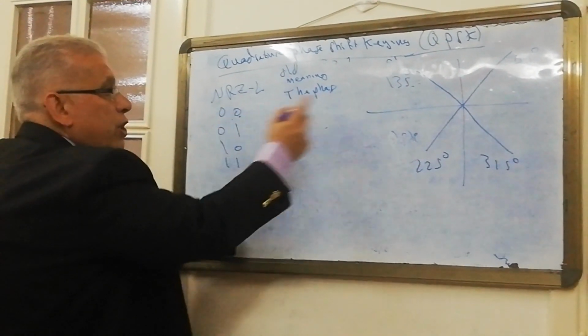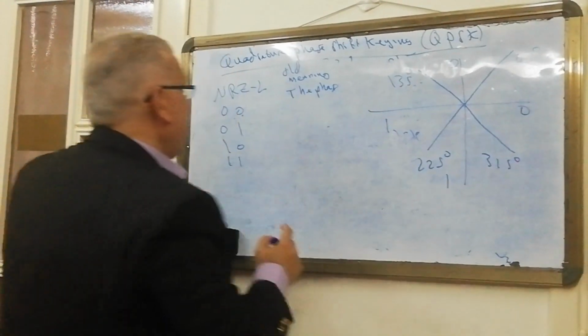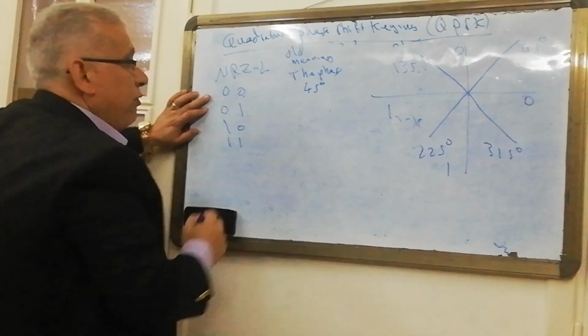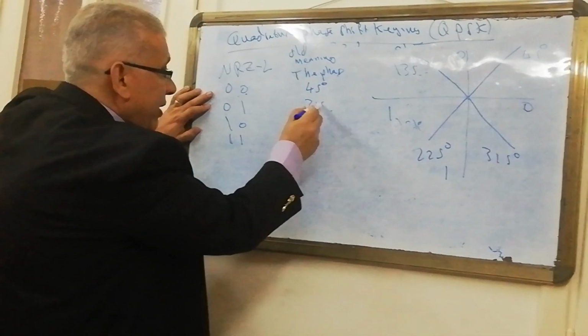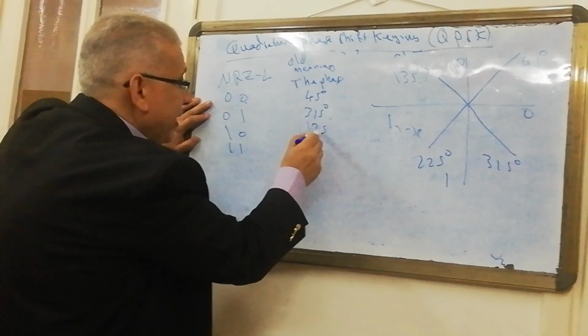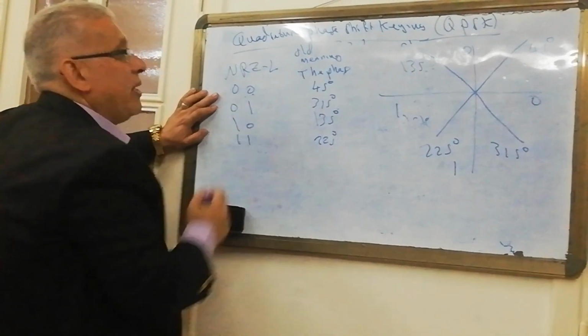We are talking about 0, 0, 0, 1, and 0, 1. Again, we're talking about 0, 0 means for this case 45 degree. We're talking about also 0, 1, 315 degree. We're talking about 1, 0, 135 degree, and 1 means 225 degree. This is the old meaning.